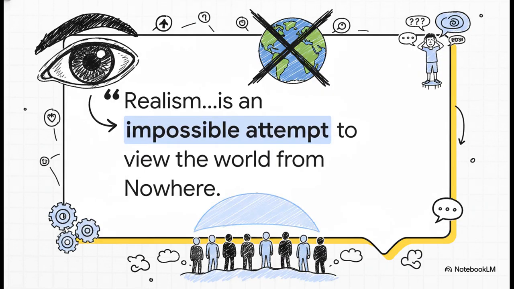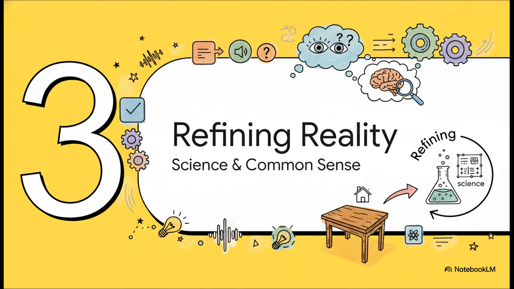The philosopher Hilary Putnam had this amazing way of putting it. He said that realism is an impossible attempt to view the world from nowhere. Think about that. We can't just step outside of ourselves and see reality from a God's eye view. It's impossible. We are always stuck looking through our own human eyes with our own human brains. But, and this is the key part, that doesn't mean the world out there isn't real. It just means our window onto it will always be, well, human-sized. So let's circle back.